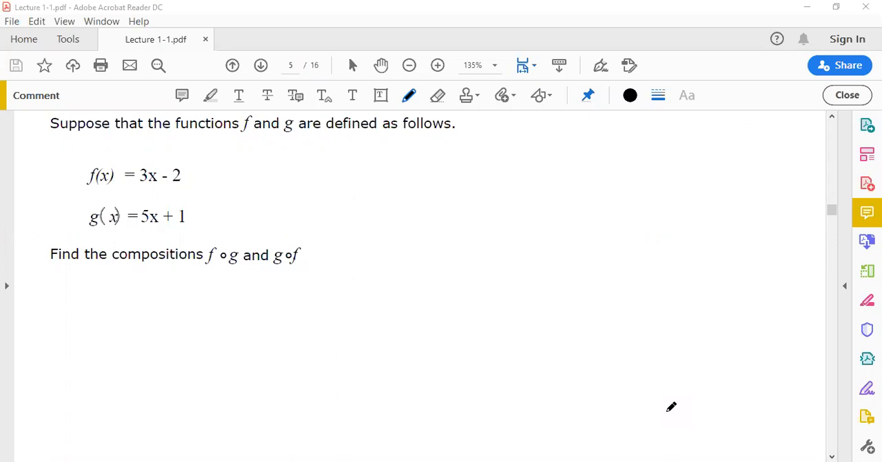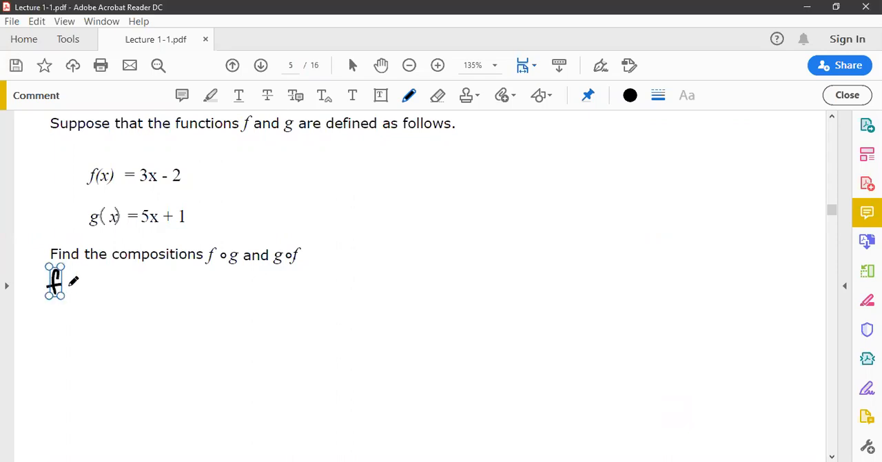There are two ways to write finding the compositions. One is f with a little circle in between, g of x, or f of g of x written this way. Be familiar with both, because different questions will have different ways to write it.